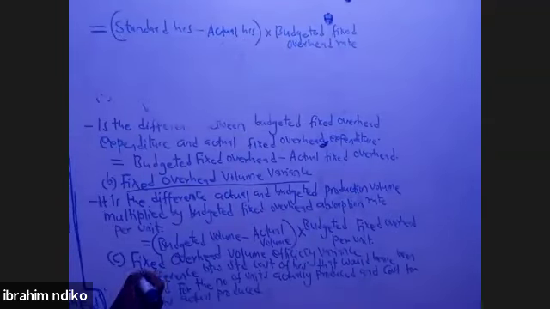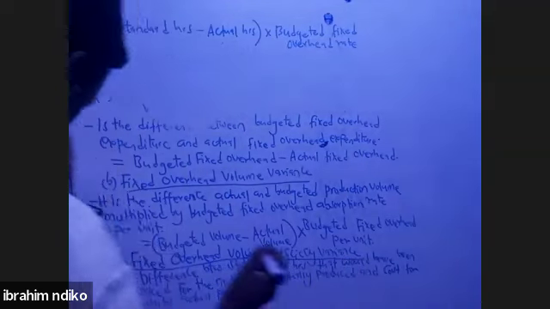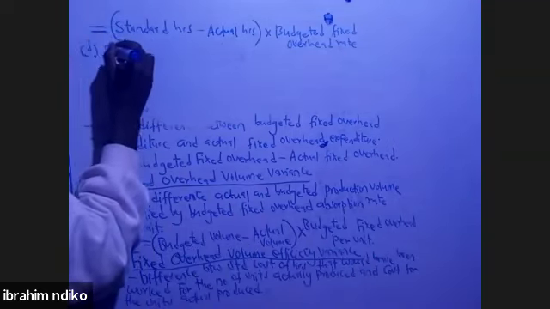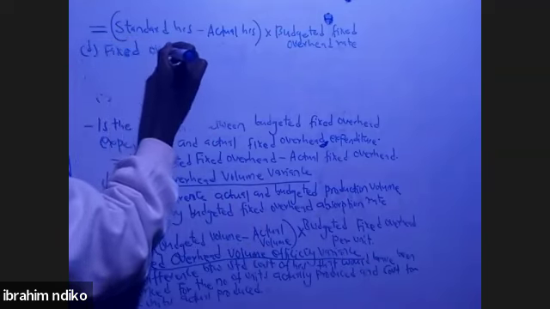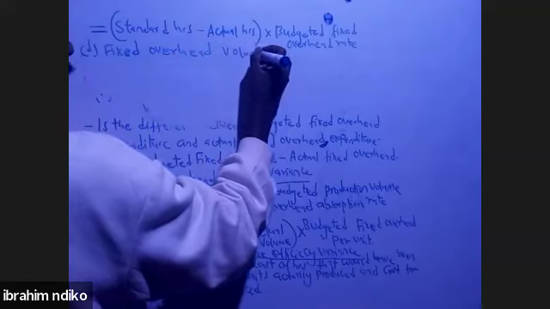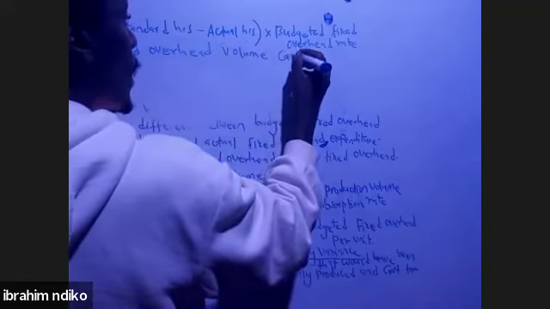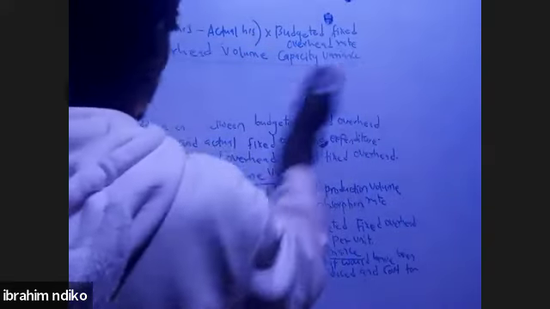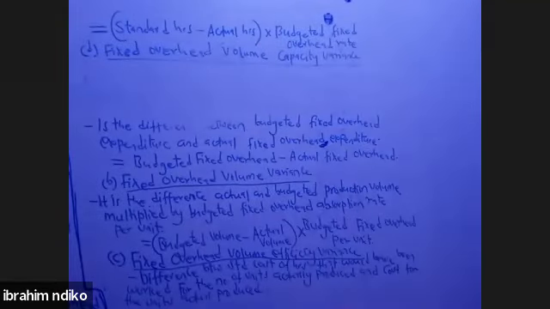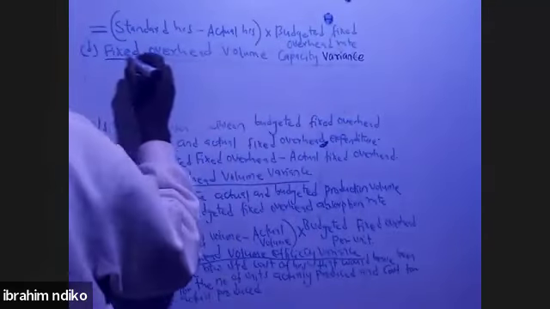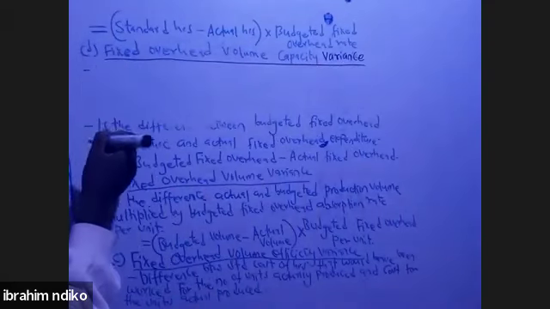So after fixed overhead volume efficiency variance, we'll talk about fixed overhead volume capacity variance, as number D. So my pen imeisha, let me pick another pen. Let us give the definition.